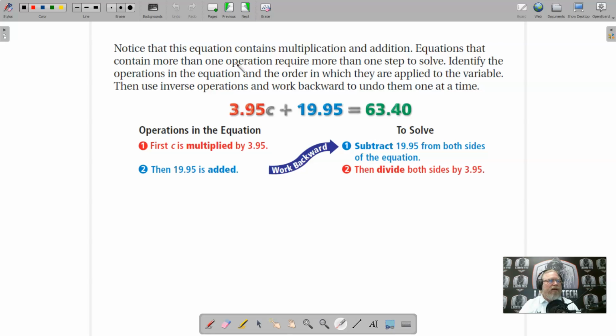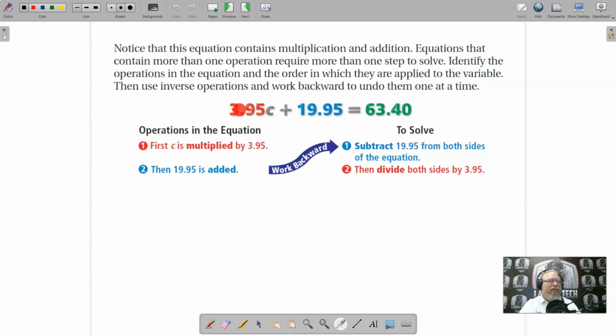Equations that contain more than one operation require more than one step to solve. That's why we call them either two-step equations or multi-step equations. Identify the operations in the equation and the order in which they are applied to the variable. Then use inverse operations and work backward to undo them one at a time.